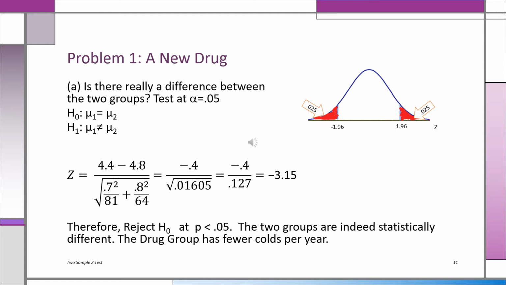That was less than a 0.05 chance of this occurring. So we'd conclude that the two groups are indeed statistically different. The drug group has fewer colds per year. Now, it would be presumptuous for you to say it's a 0.4 difference, because there's always a margin of error. But for the moment, we know there's a statistically significant difference between the means of the two groups.